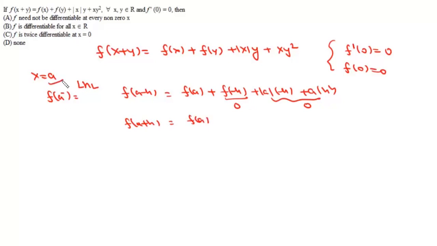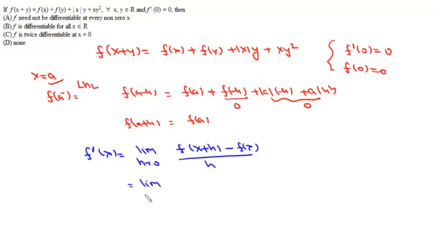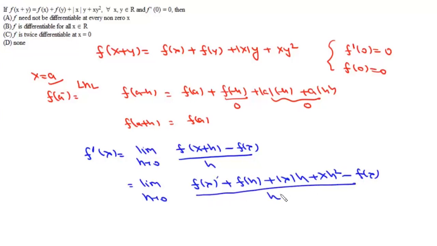So this function is continuous for all x belongs to R. Now we need to check its differentiability. Now we can write f dash x as this limit h tends to 0 f(x plus h) minus f(x) upon h. Now we can write this as this limit h tends to 0. Now f(x plus h) is f(x) plus f(h) plus mod x into h plus x into h square, minus f(x), whole divided by h.